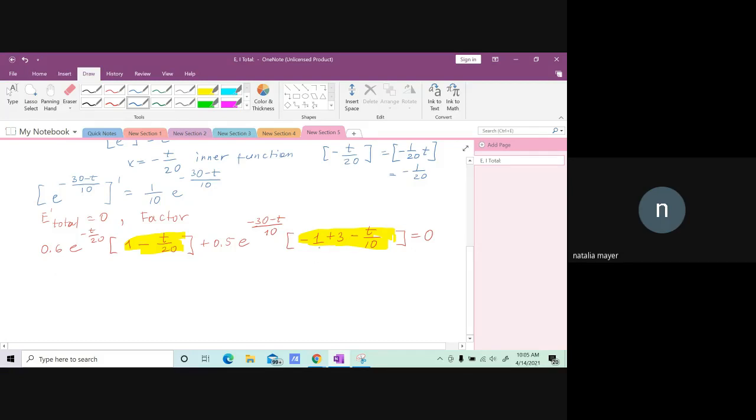If I collect like terms here in the second yellow bracket, what will it look like? Collect like terms in the second bracket, so it's going to be 2 minus t over 10. And then we're going to put t over 10 on the other side. No, which other side? There is no other side.